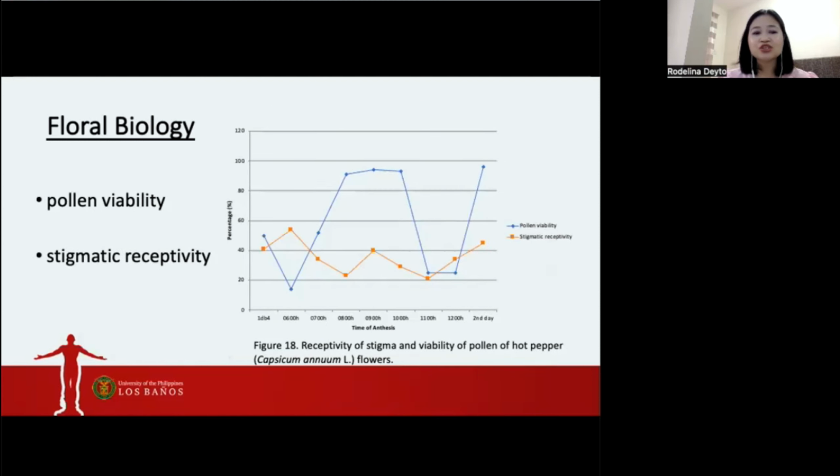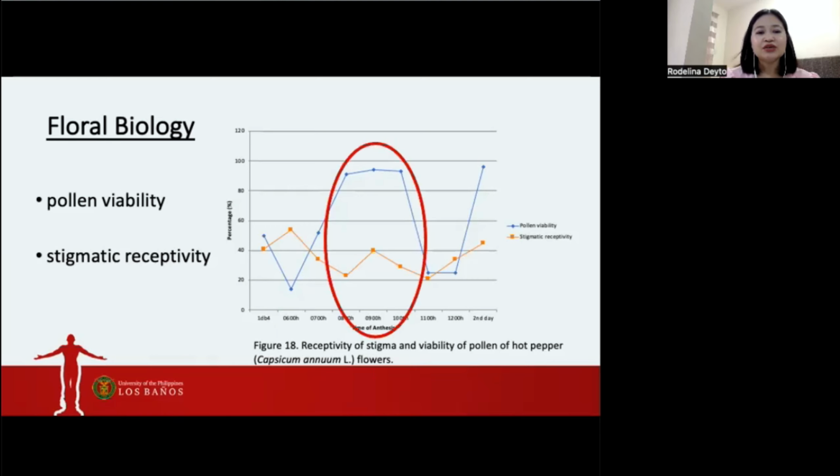Okay, so this graph shows the pollen viability and stigmatic receptivity of hot pepper flower. The blue line shows the percent pollen viability. The orange line refers to the stigmatic receptivity. So the pollen grains were viable and fertile for 3 days, starting from the day before the flower opens. Pollen viability was highest on the 2nd day of anthesis with 96% viability with fully dehisced anthers and picked from 8 to 10 in the morning.